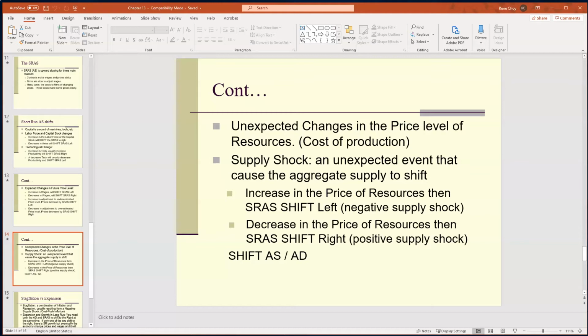Another thing that could create it is a rapid change in prices, like for example, a change in the price of oil. Now, an increase in the price of resources, or what we call a negative supply shock, will make the short-run aggregate supply shift to the left, and a decrease in the price of resources, or a positive supply shock, will make the short-run aggregate supply shift to the right. All right, so again, let's practice some of these changes.